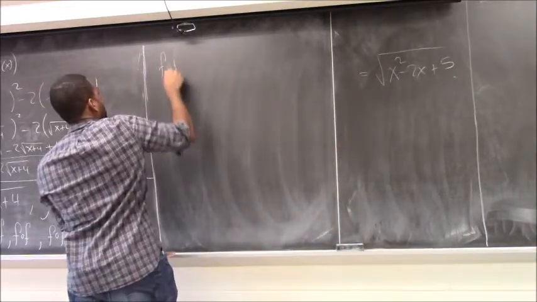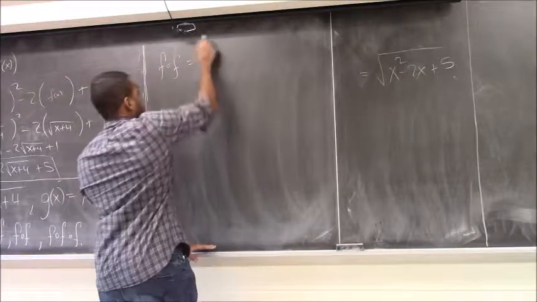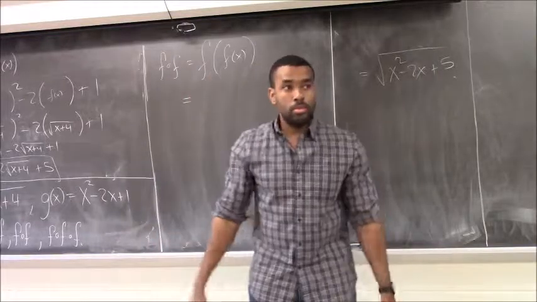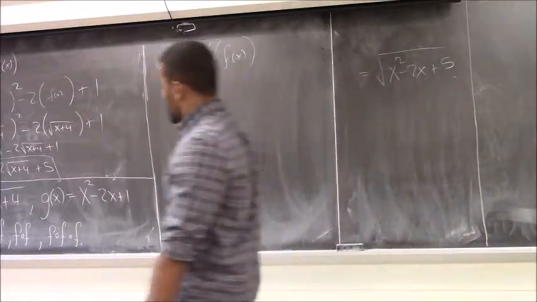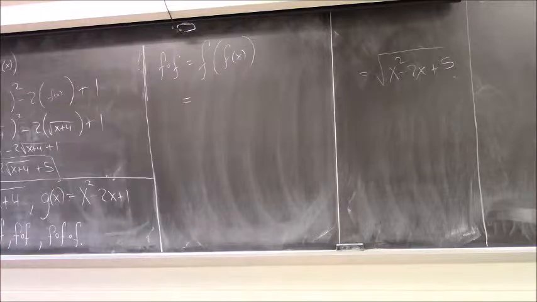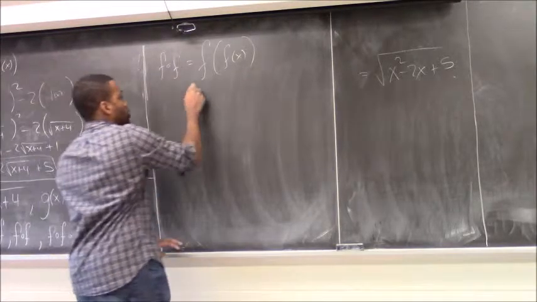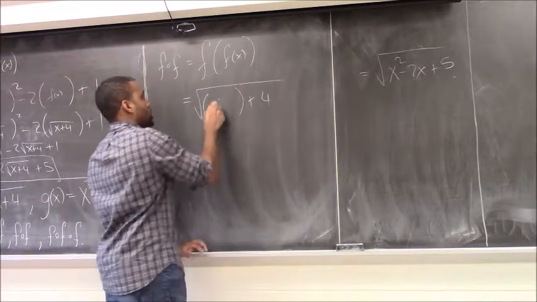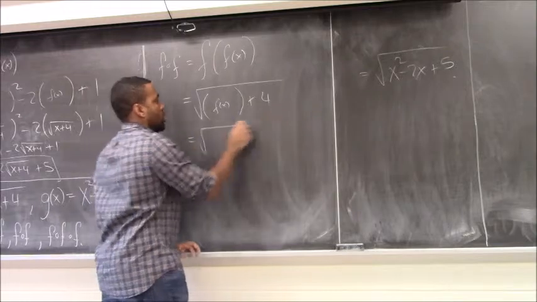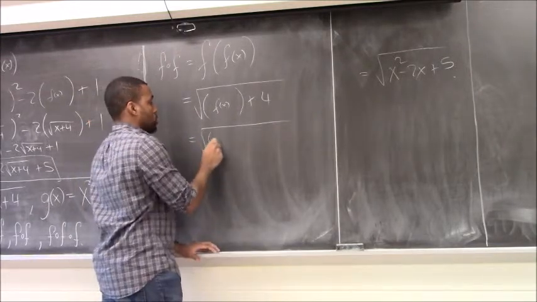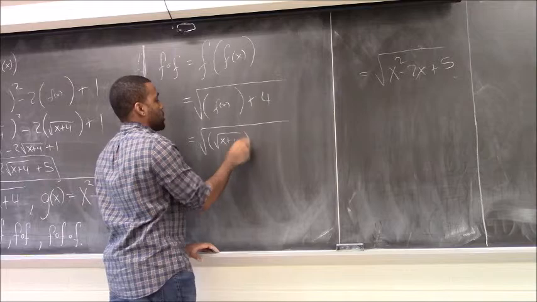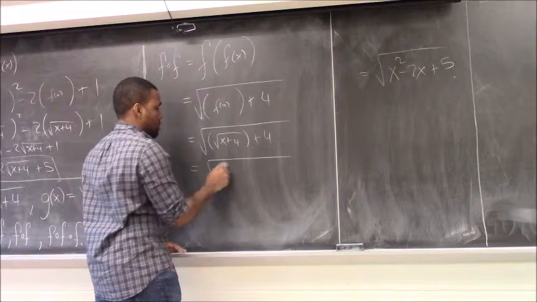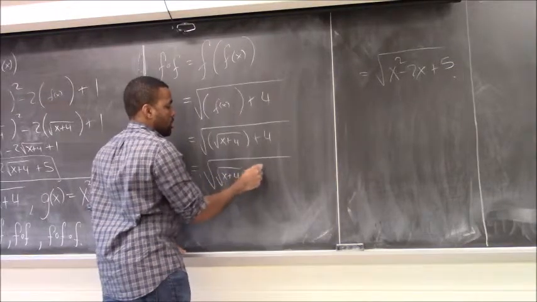What about f of f? You just plug in f of x for every x in the f of x function. So this is the square root of x plus 4, so that's gap plus 4. I'm going to plug in f. This is the square root of the square root of x plus 4, plus 4.